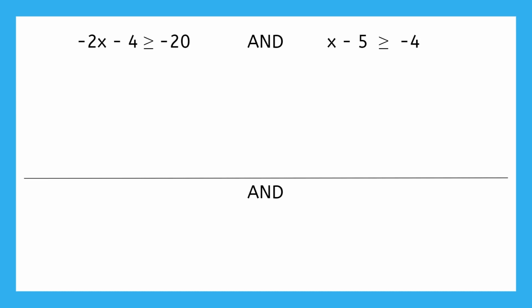For our next example, let's solve a compound inequality with and. Remember, this means any solution has to satisfy both inequalities, not just one or the other. So on the left, we start by adding 4, then dividing by negative 2, and we get that x is less than or equal to 8. And for the right side, we just add 5 and get x is greater than or equal to 1. So the solutions here have to be both 8 or less and 1 or above.